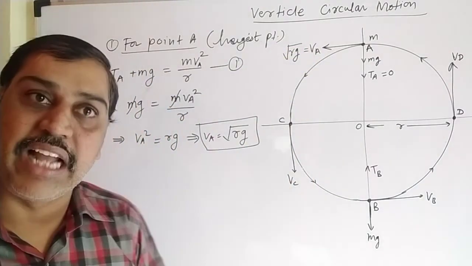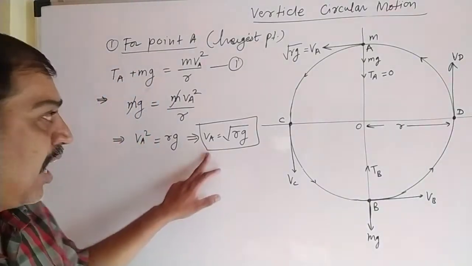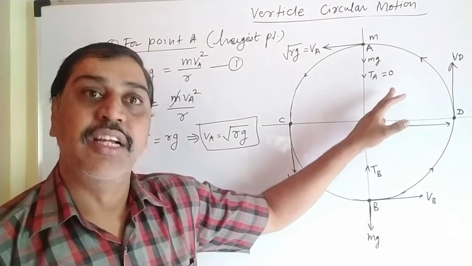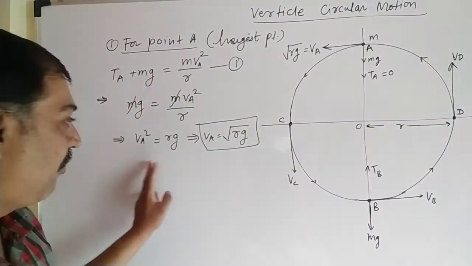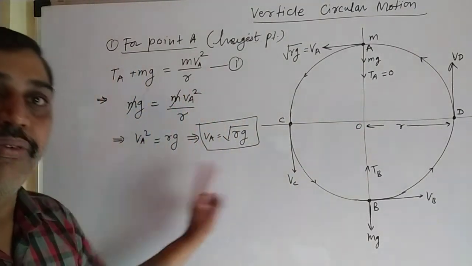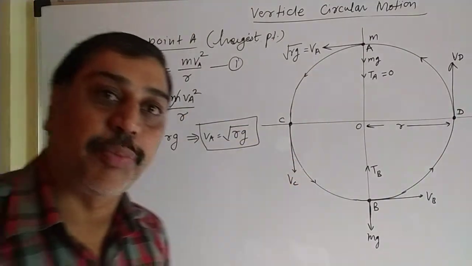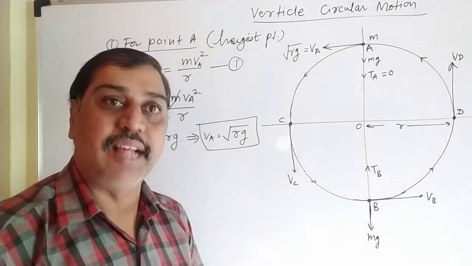The velocity at the highest point, square root of rg, we have found by putting the value of tension in the string as 0 here, and just solving for Va, cancelling the mass, we get this equation. And that is nothing but the velocity at the highest point when the particle performs a circular motion.